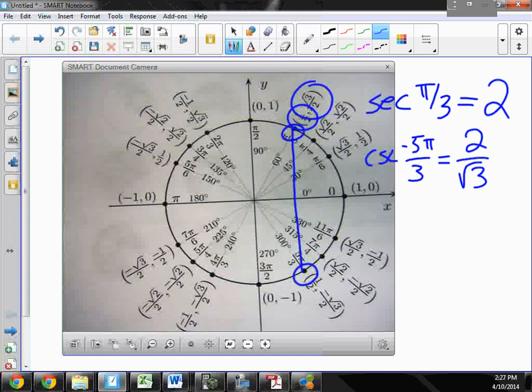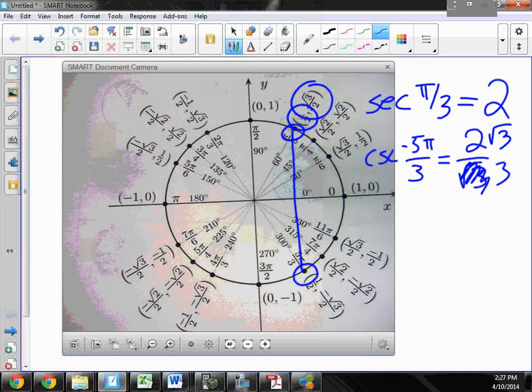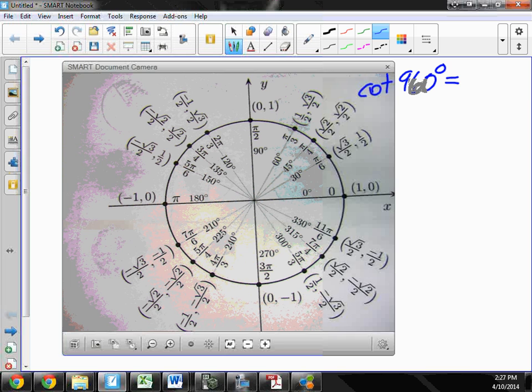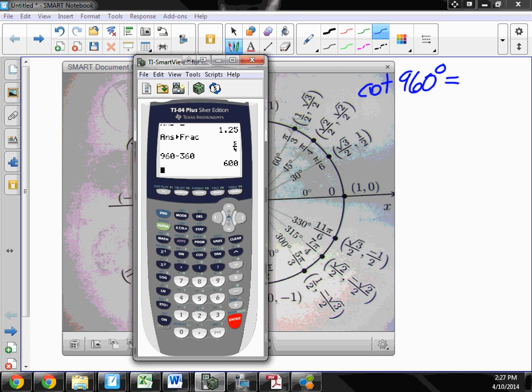So 2 root 3 over 3 is the answer. Not too bad, right? Let's do some large angles. What about the cotangent of 960 degrees? I don't like 960. So I'm going to subtract 360 from it. 960 minus 360. I don't like 600. Minus 360 again. 240.